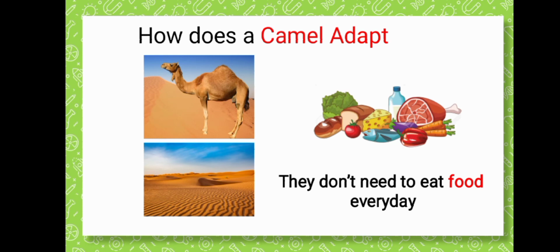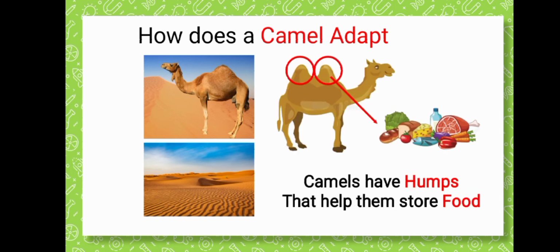Second, they don't need to eat food every day too because there is not a lot of food in the desert. So they only eat once and then they stay for weeks without food. How do they store their food? In their humps. Camels have humps that help them store their food. After eating the food, they store the food in their humps.